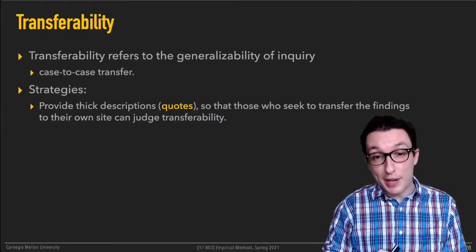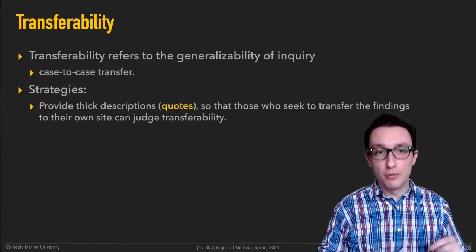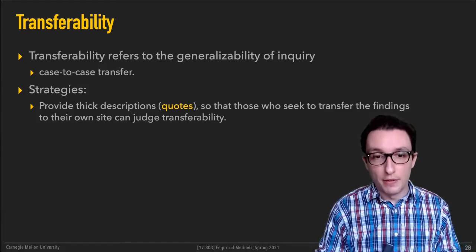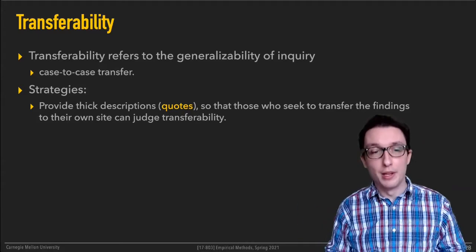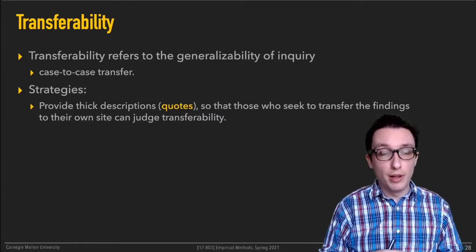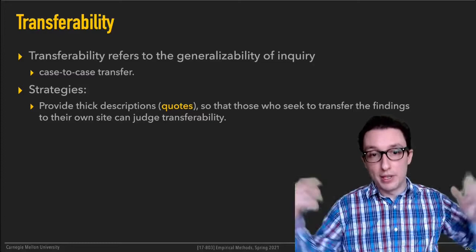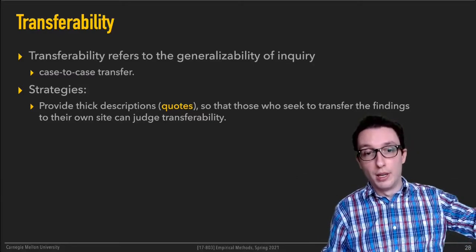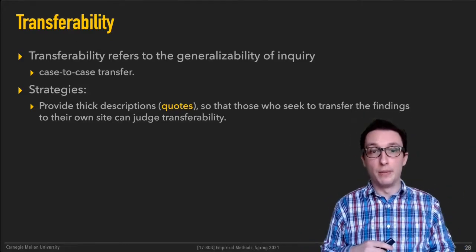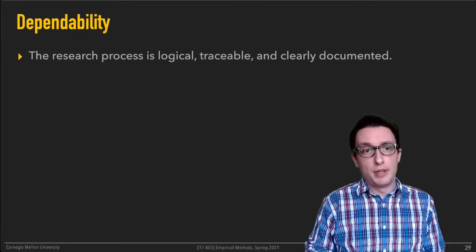One good practice here, as you're writing these things up, is to provide thick descriptions of the data, meaning quotes from all the participants to illustrate all the different themes and codes that you come up with, so that readers who seek to transfer your findings, your interpretation somewhere else, can judge based on the actual raw data, these quotes, the extent to which those might transfer, as opposed to your summaries and your interpretations, which are many steps removed from the raw data. That's one practice there.